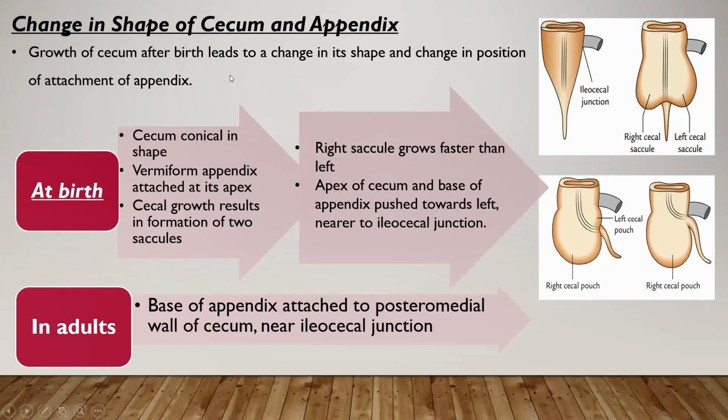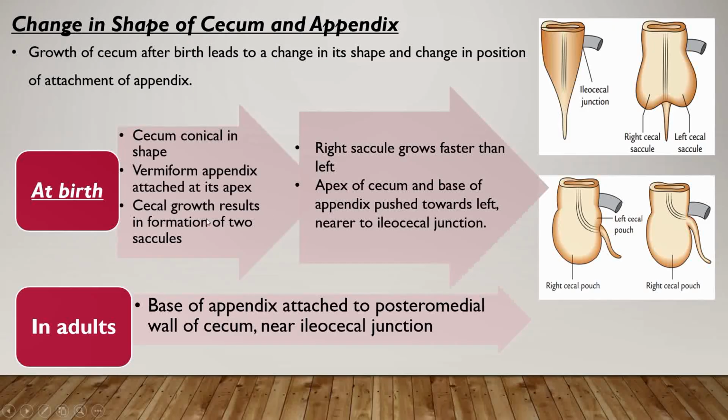Now the changes in the shape of cecum and appendix will happen. The growth of the cecum after birth will lead to a change in its shape and a change in the position of the attachment of the appendix. So you can see here growth is not there, and this is the proximal part and this is the distal part of the cecal bud. Now growth is happening. At birth the cecum is conical in shape. You can see here it is conical in shape, and the vermiform appendix is present at its apex.